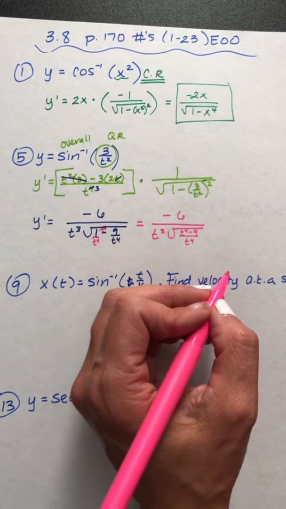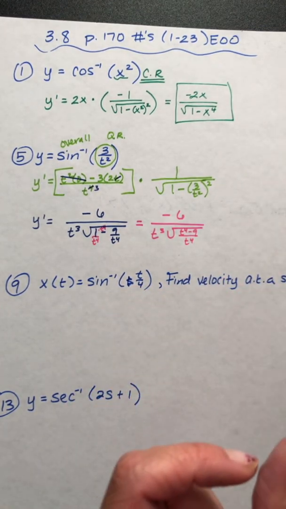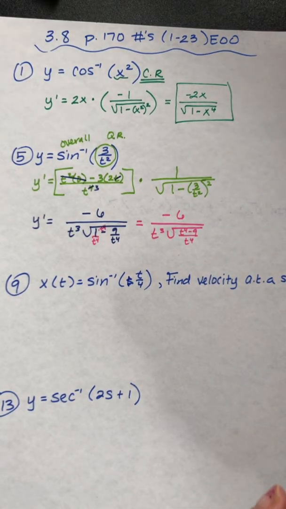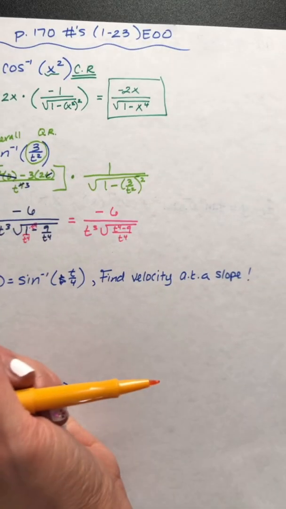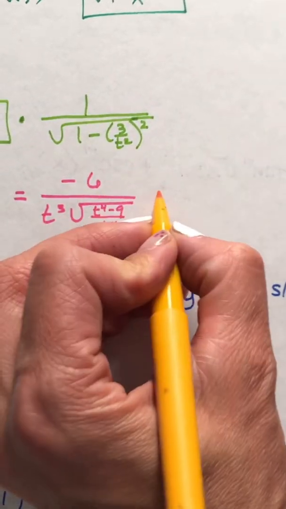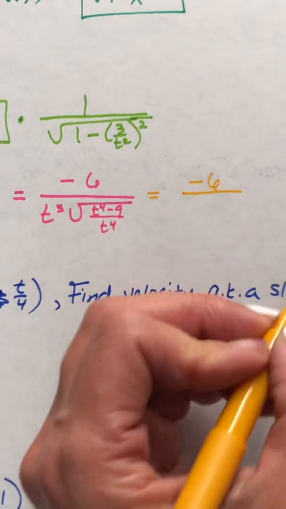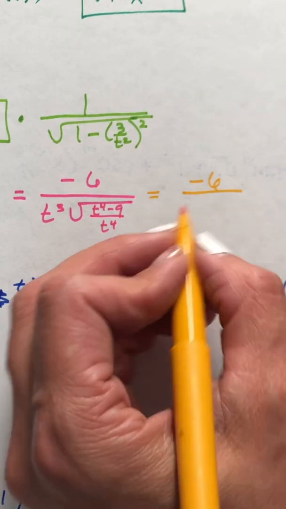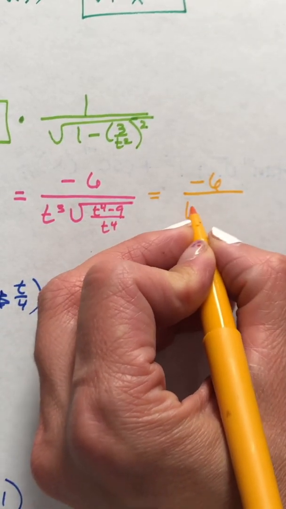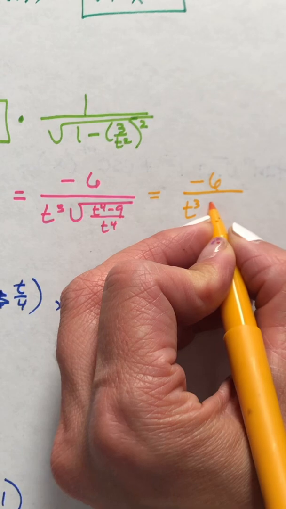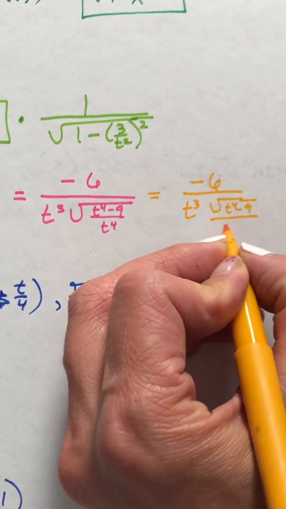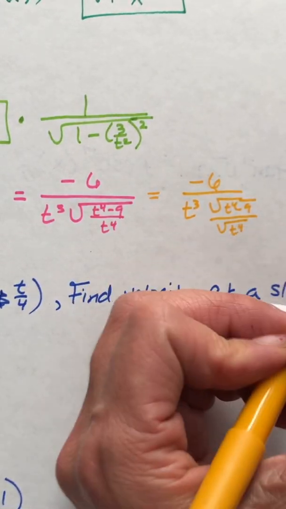So this whole thing is underneath the radical, so you can separate it. You can have the square root of t to the 4th minus 9 over individually the square root of t to the 4th. And t to the 4th is a perfect square. That's what's so lovely about it. So we'll have -6 over, let's see, we have t to the 3rd times, let's split this to t to the 4th minus 9 over the square root of t to the fourth.